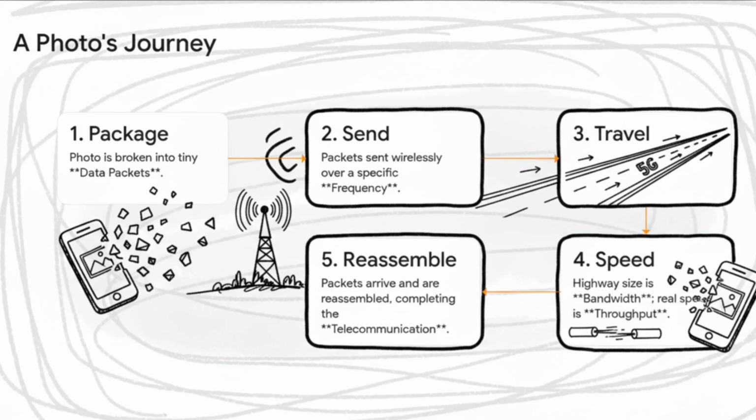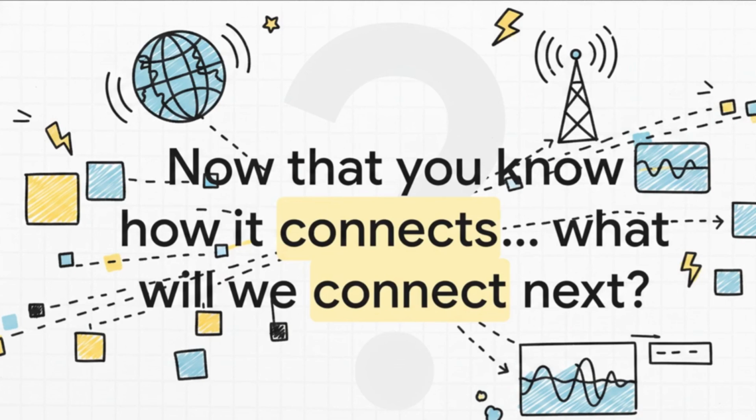The total size of that highway is its bandwidth, but the real speed they're traveling at is the throughput. And finally, after that whole trip, all those packets arrive at your friend's device and are instantly put back together into the photo you sent. That entire process, from start to finish, that's modern telecommunication. So the next time you send a message and it just appears instantly on the other side of the world, you'll know it's not actually magic. It's a ridiculously fast journey along an invisible highway made possible by packets, frequencies, and bandwidth.